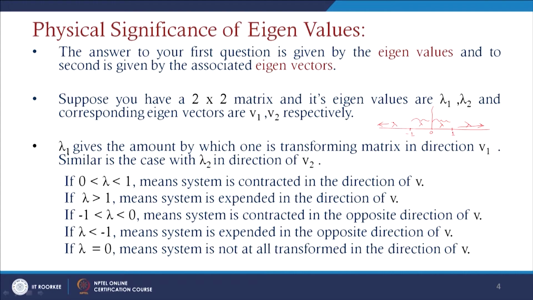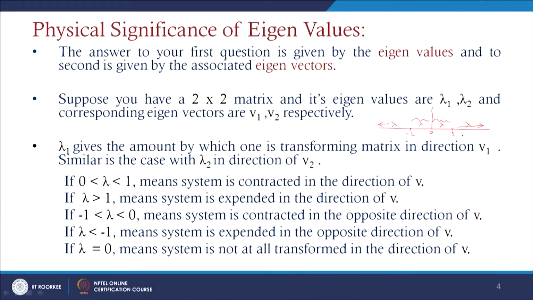So, these four situations are the conditions we are assuming to study the behavior of the system, whether it is transforming towards the direction of V1 or V2, or if we are combining this system, whether it is behaving towards V or not. If lambda is less than -1, suppose the system is expanded in the opposite direction of V, and if lambda equals 0, the system is not transformed in any direction of V.